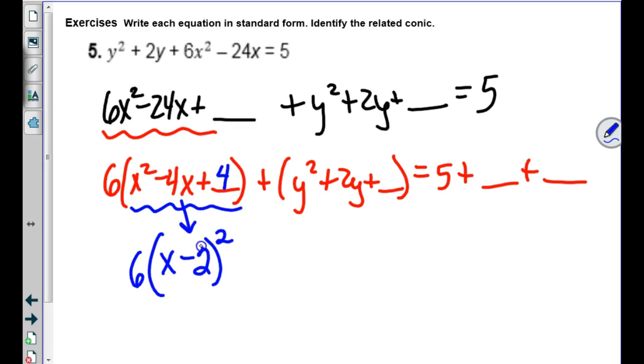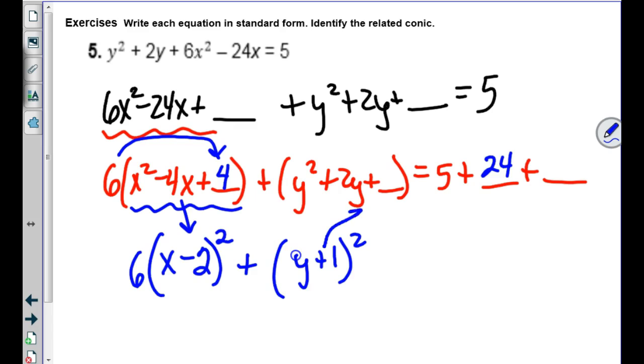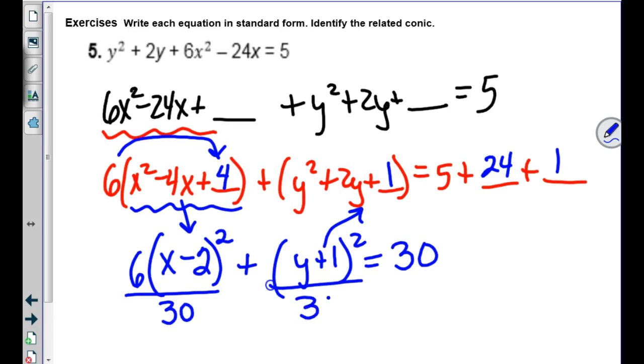So x minus 2 times x minus 2 is x squared minus 4x plus 4. Then I worry about 6 times 4 means I added 24 to that side. Okay, back here, half of that would be plus 1. Squared is 1. There was nothing out front, so I did just add 1 over there. 24 and 1 and 5 is 30. Now what? Yes, divide this piece by 30, this piece by 30, and this piece by 30.